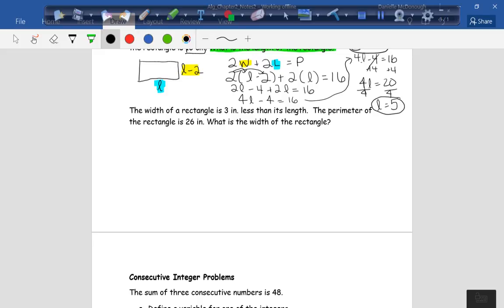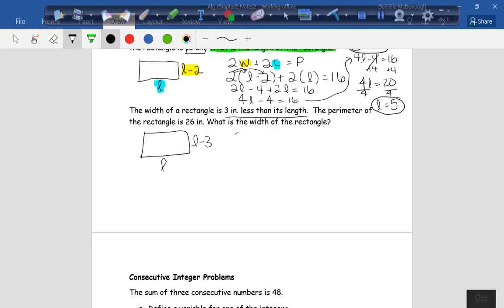Okay? So if you look at this next example, it says the width of a rectangle is 3 inches less than its length. The perimeter of the rectangle is 26 inches. What is the width of the rectangle? So again, here's my rectangle, and it says the width of a rectangle is 3 inches less than its length. So again, I'm going to start by defining the length as L. So the width is 3 inches less than its length. So this would be L minus 3.